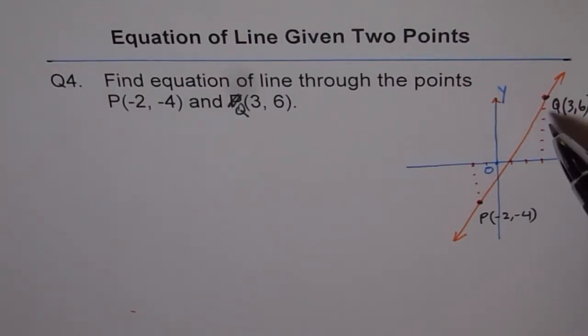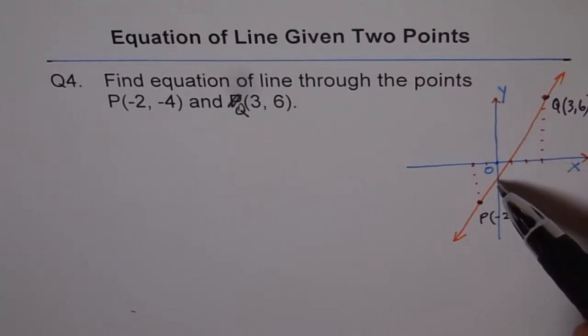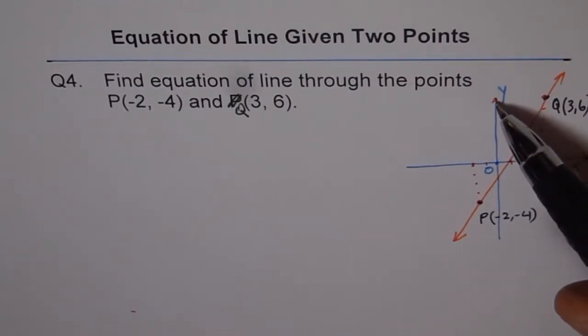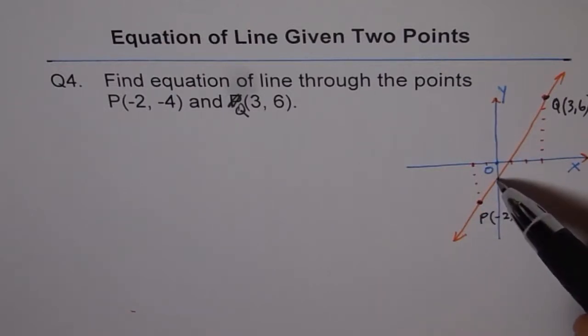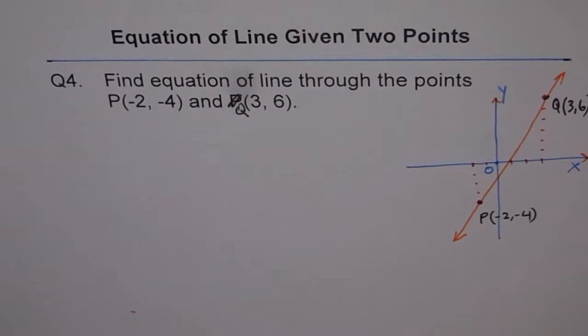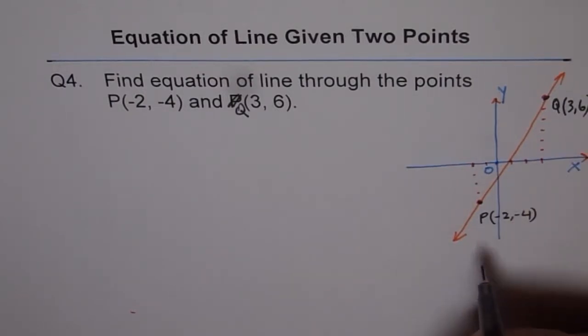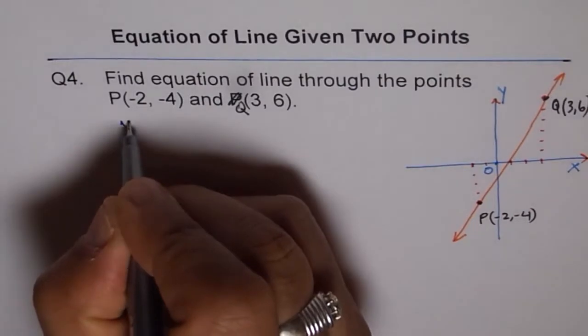Now as you see, the line is rising, and therefore we expect a slope of a positive number, correct? Second, b, which is the y-intercept, wherever the line crosses the y-axis, is negative, right? So we expect a negative value of b. These are two important things which we get from our sketch, correct? And now let's try to write down the equation of the line.